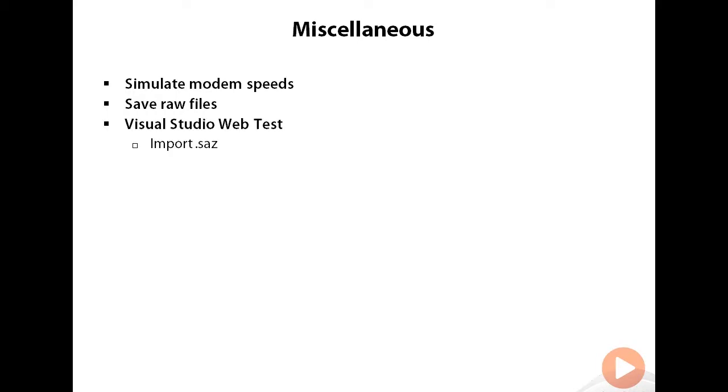Finally, here are some miscellaneous things that you may want to be aware that Fiddler is capable of doing. It can simulate modem speeds, so there's a performance setting that will allow you to have Fiddler automatically add in delays, so you could see what the web page might look like if somebody were on a slow bandwidth connection. You can save raw files, so if you have a set of images in your session trace, you could click all of those and easily export them all to a zip.